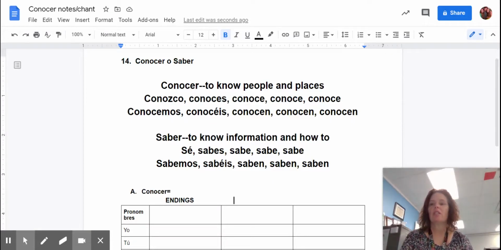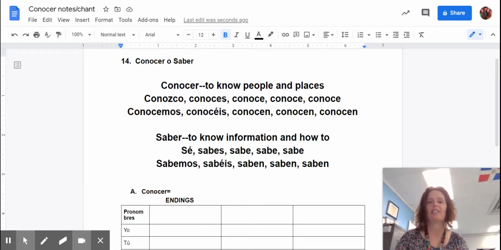Hola, hola, Senora Wilson. I am here to explain to you the little chant that we're going to learn about conocer and saber. Conocer and saber both mean to know, but you use them for different "to know" situations in Spanish. So today we're just going to look at conocer to show you this little chant.